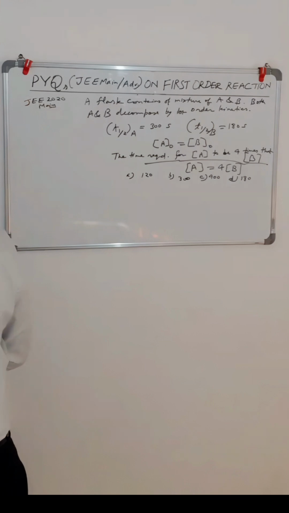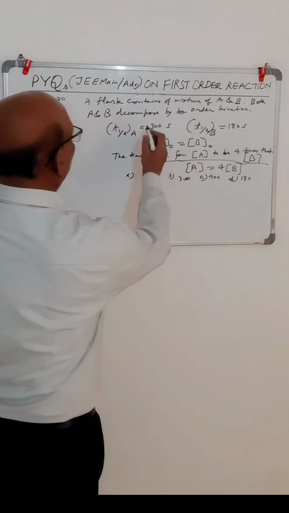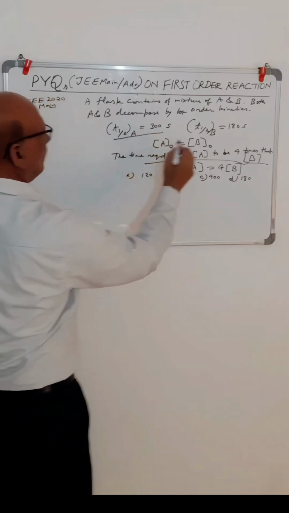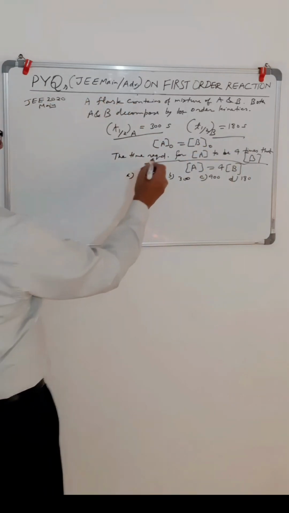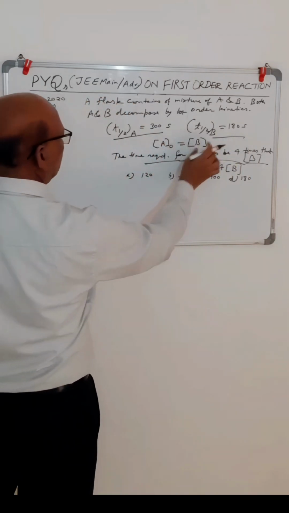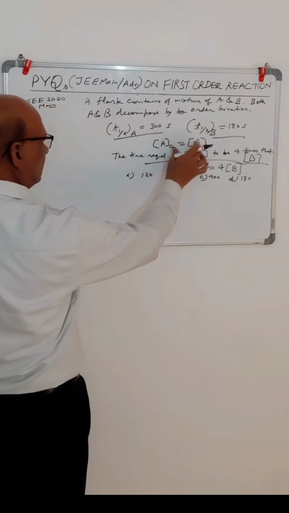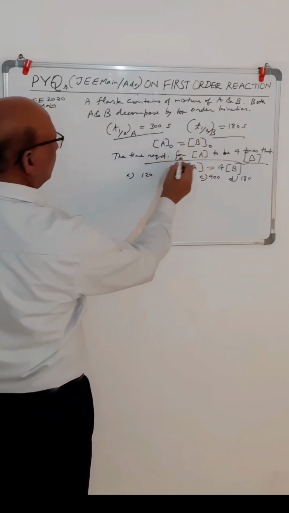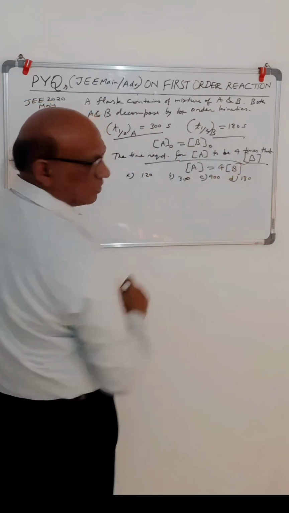So how will we do this? Let us solve this. What we have been given is the half-life of A and half-life of B, and the initial concentration of A is equal to that of B. We have to find the time required for concentration of A to become 4 times that of B.